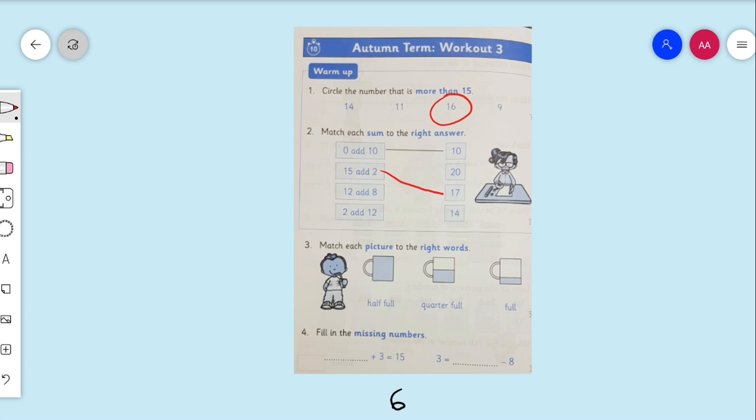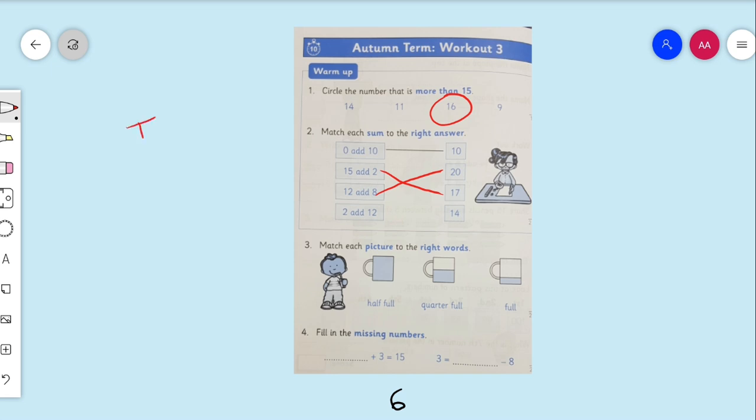Okay, so now the other one says 12 plus 8. So we can use both our ways. Put 12 in our mind and count on 8. 12, 13, 14, 15, 16, 17, 18, 19, 20. So let's find 20 now. Yes, this is 20. So now let's match it. And we can do the other way as well.